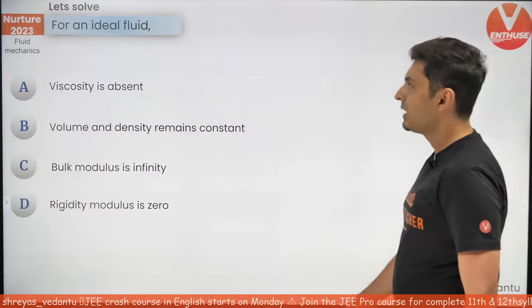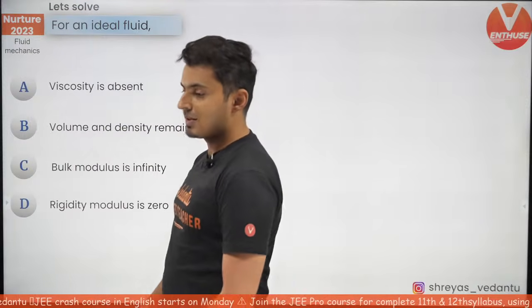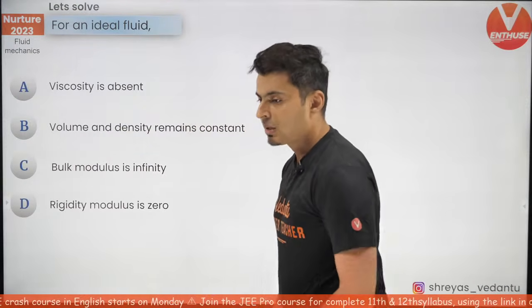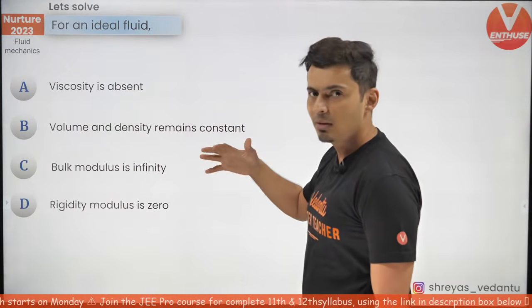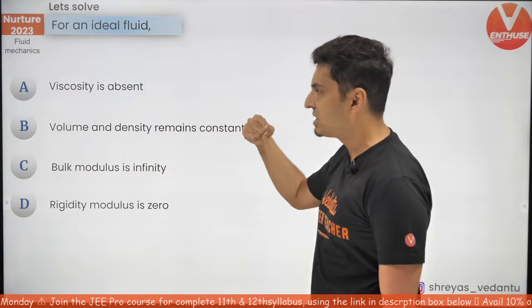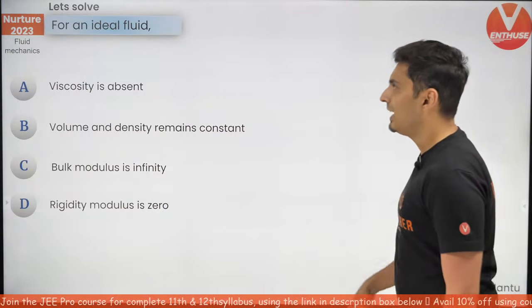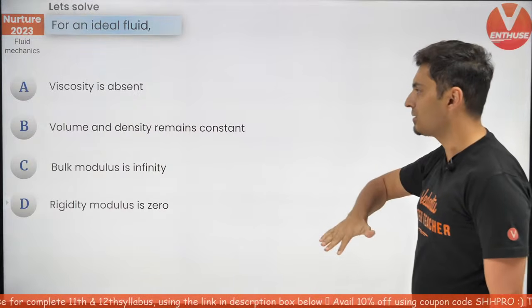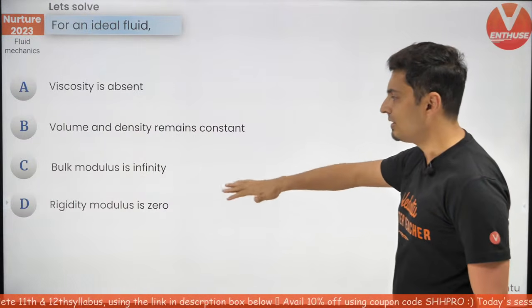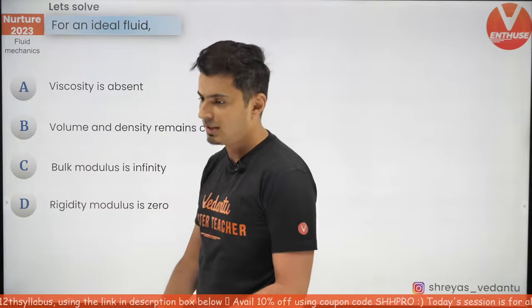Pascal's principle. Okay, come on, quickly answer this. For an ideal fluid: viscosity is absent, volume and density remain constant, bulk modulus is infinity, rigidity modulus is 0. Come on, what do you think it is?